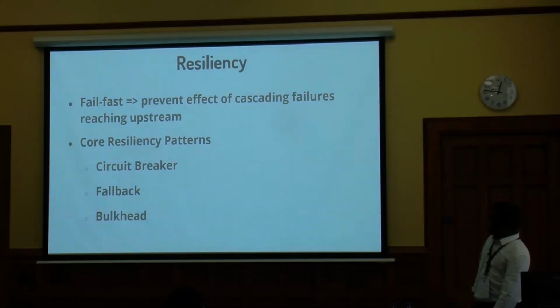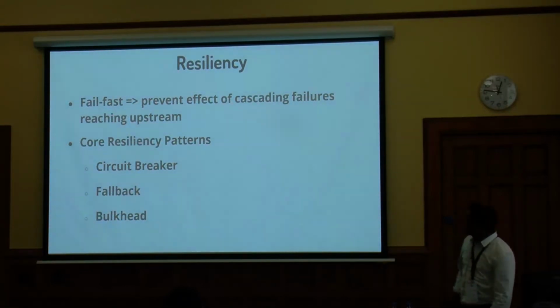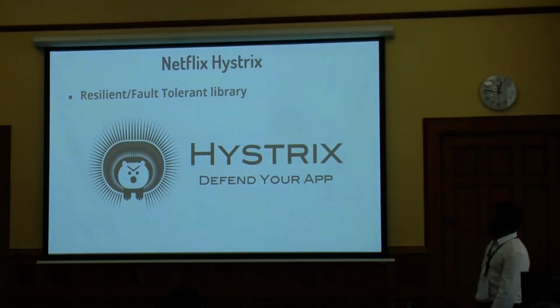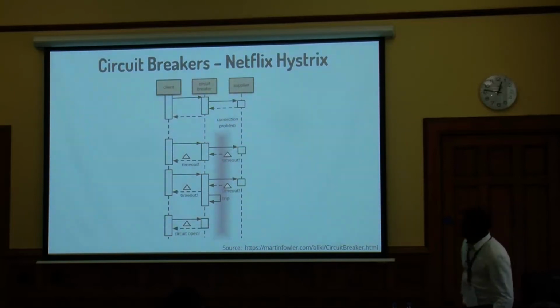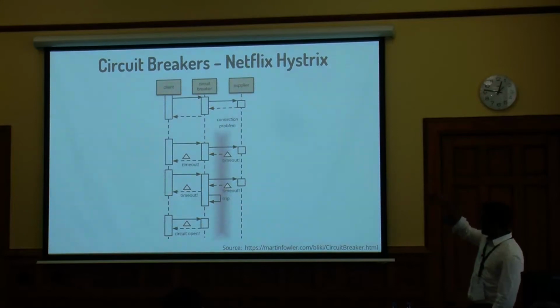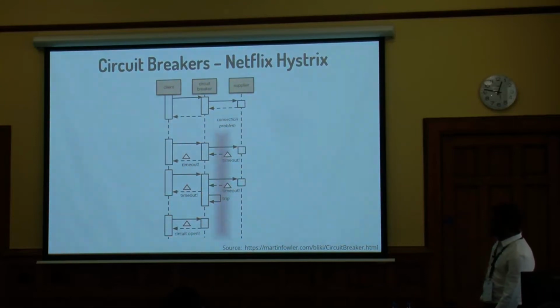So resiliency is one of the important factors in microservices. You need to fail fast. There are 3 different resiliency patterns: circuit breaker, fallback, and bulkhead. Netflix Hystrix provides that kind of resilient pattern. This is from Martin Fowler. If you see the client and the supplier, the circuit breaker is in between. In the first case, this is a connection problem. The client could not get the response back from the supplier. So you need to have a circuit breaker in between, which will trip that and then send you a proper response. It could also time out, and then the circuit breaker in between could have fallback mechanisms.